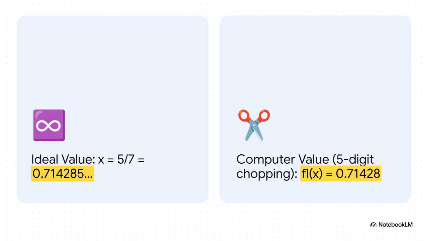And this slide right here shows that compromise perfectly. On the left, you've got the ideal perfect value of 5 divided by 7. But on the right, you see what a computer using something called 5-digit chopping would store. It basically calculates up to the 5th digit and then just chops off the rest. And poof, a tiny bit of information is lost. A tiny and seemingly totally harmless error gets introduced right at the start.